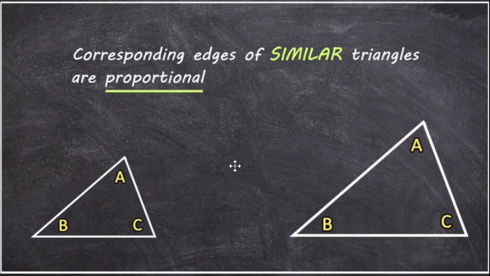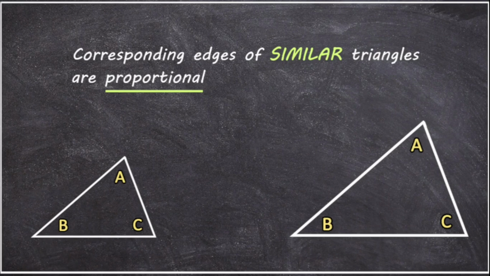We're here to prove one property of similar triangles that is described by the statement: corresponding edges of similar triangles are proportional. We have two triangles that are clearly of different size, but they have the same three angles written in capital letters, and as you hopefully know, any two triangles that have the same three angles are called similar triangles.